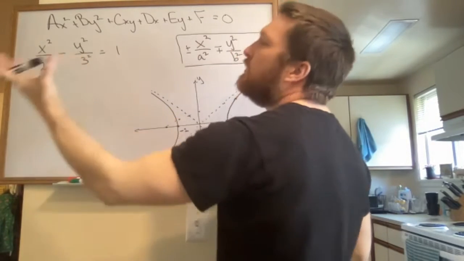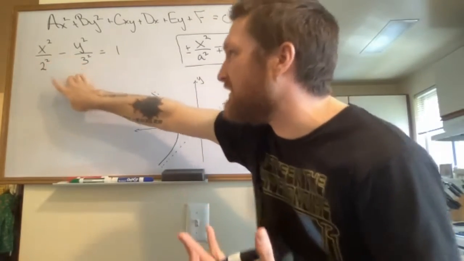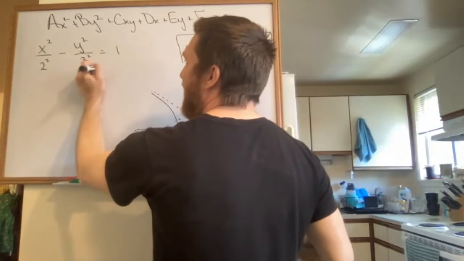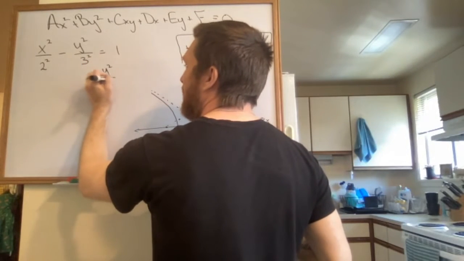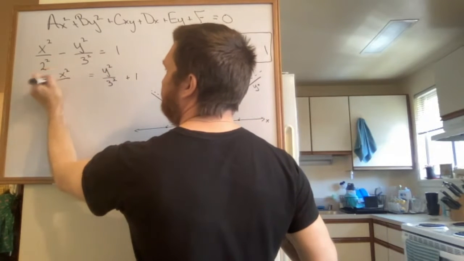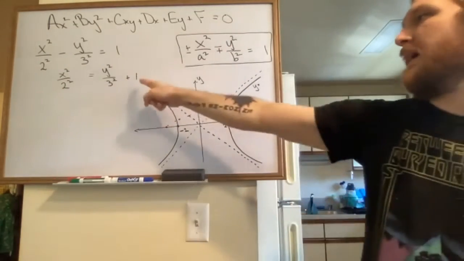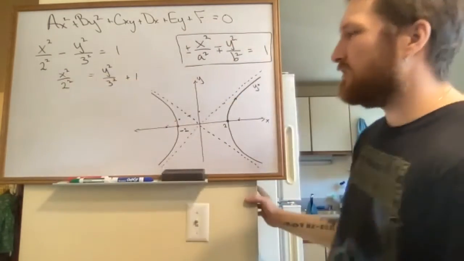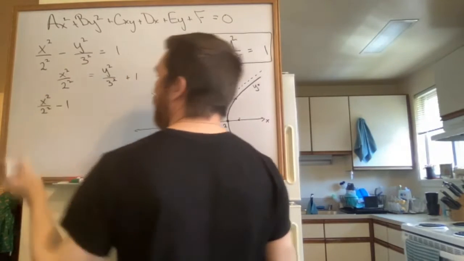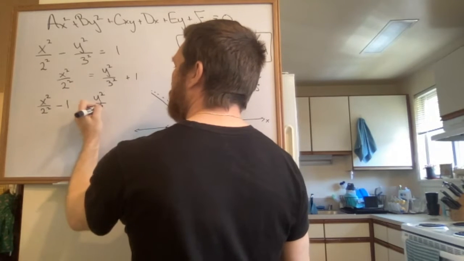A few different ways we could do this. The minus is right there, so I'm going to think about this as bringing this over to the right-hand side. I'm going to add y squared over 3 squared to both sides. That gives me this guy right here. That 1 is hanging out, so let's get the 1 on the other side. So I should have x squared over 2 squared minus 1 equals y squared over 3 squared.